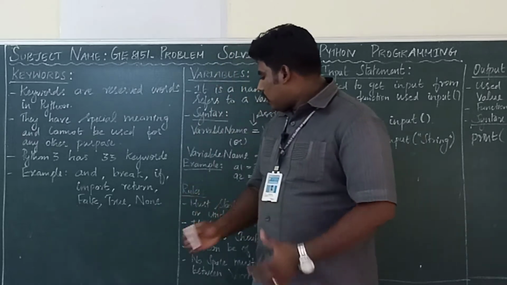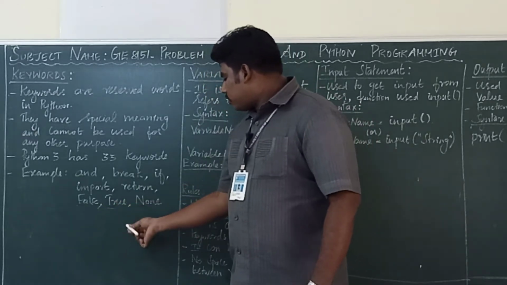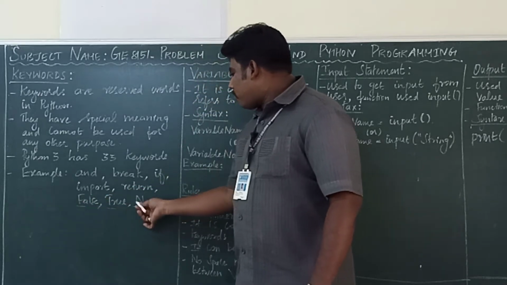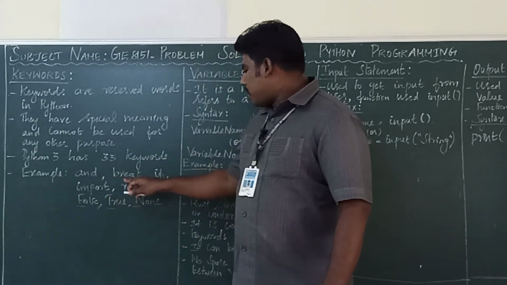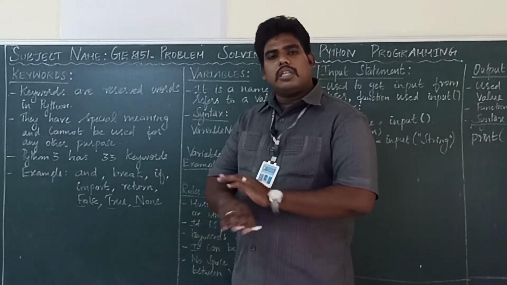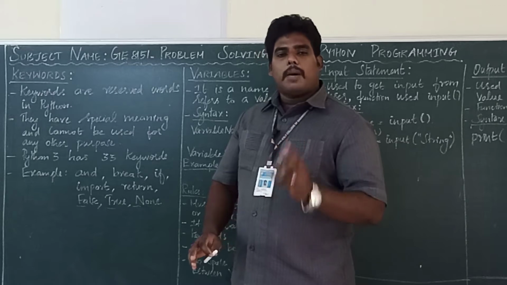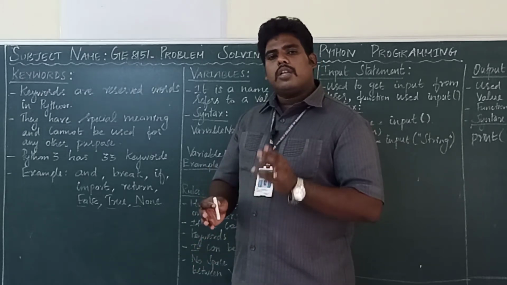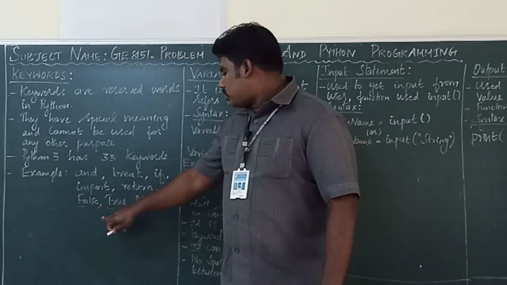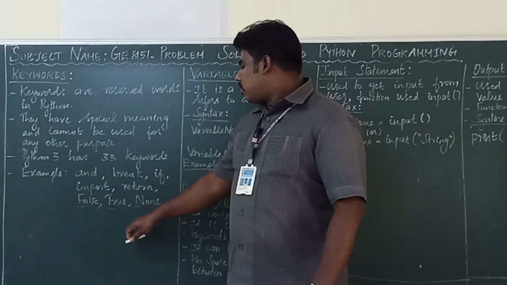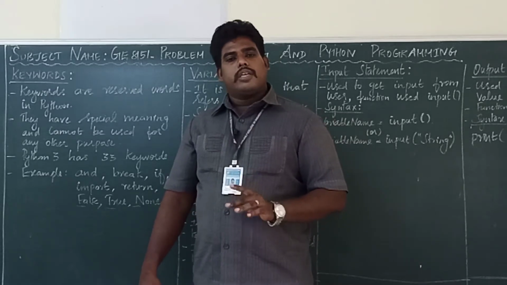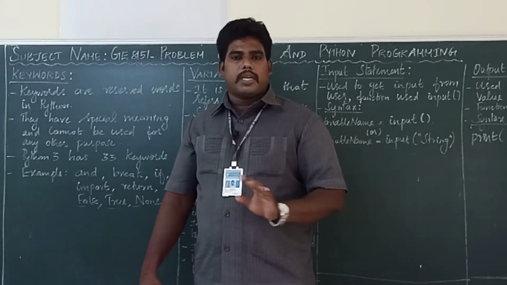The 3 keywords are True, where the first letter is capital, then False, then None. Apart from these 3, the others like and, break, if, import, return are all keywords that should be written in lowercase letters. Apart from False, True, None. Totally there are 33 keywords, used for special purposes in your Python programming.